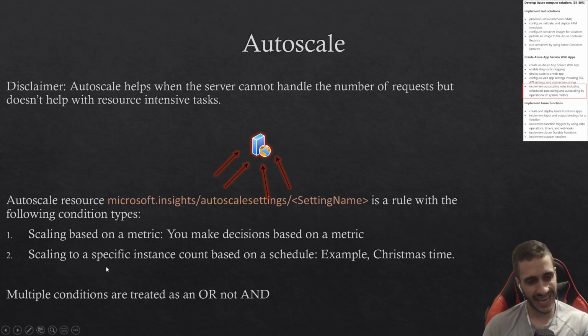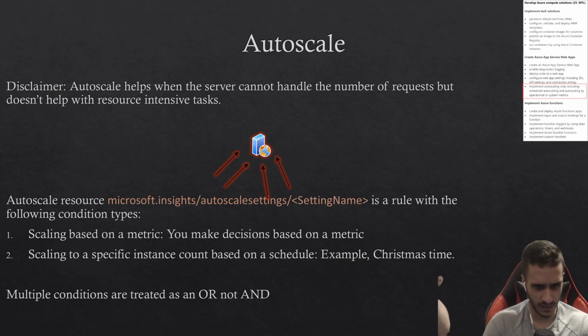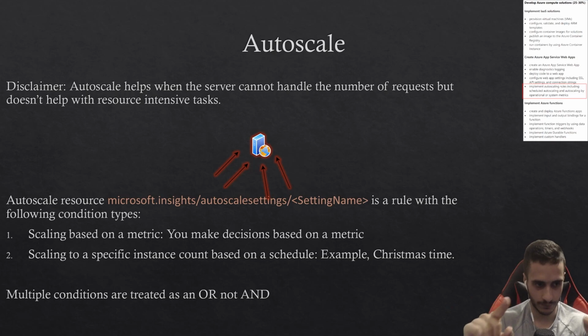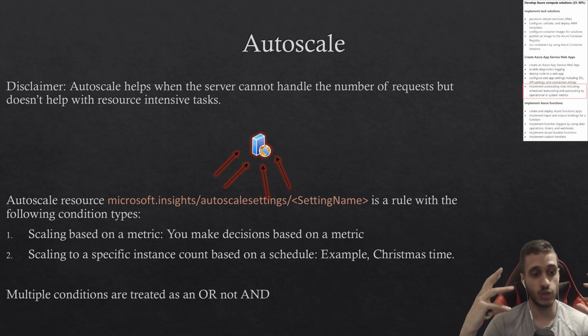But you can also scale to a specific instance count based on a schedule. The perfect example is Christmas time. Your store has crazy traffic during Christmas time. You don't want to make autoscaling decisions based on a metric because you just know that during Christmas, you want more instances running just in case. So you can configure a rule where you scale to a specific instance count based on a schedule, not a metric. Also, spoiler alert, you can actually configure it based on both conditions.